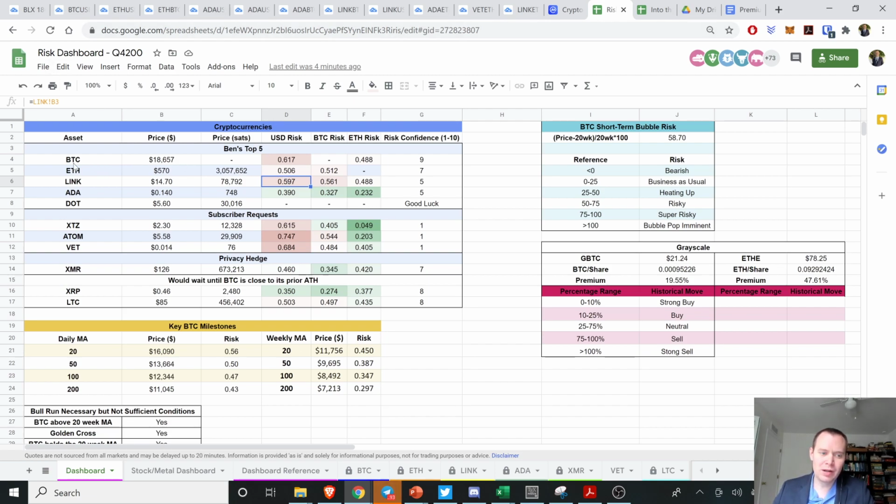Remember, if you're accumulating Bitcoin, you want to accumulate it at low risk. So less than 0.5, generally speaking. If you want to be more conservative, less than 0.4. If you want to be aggressive, less than 0.6.